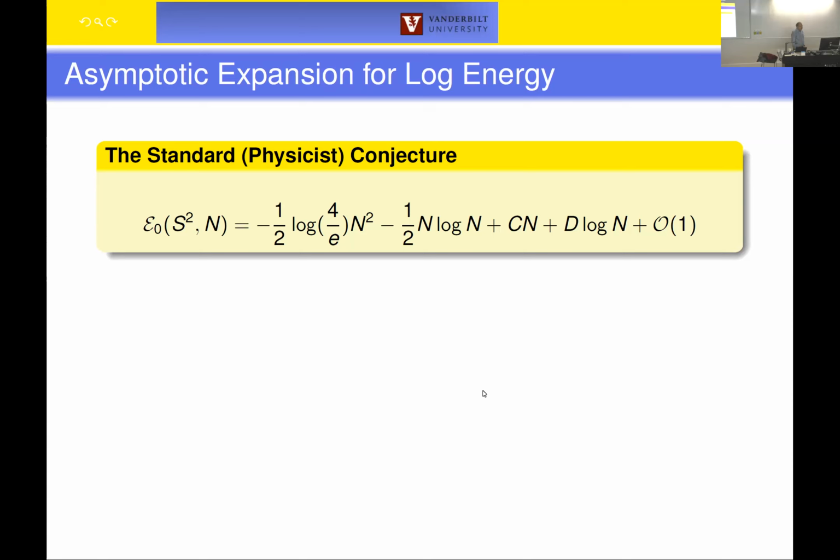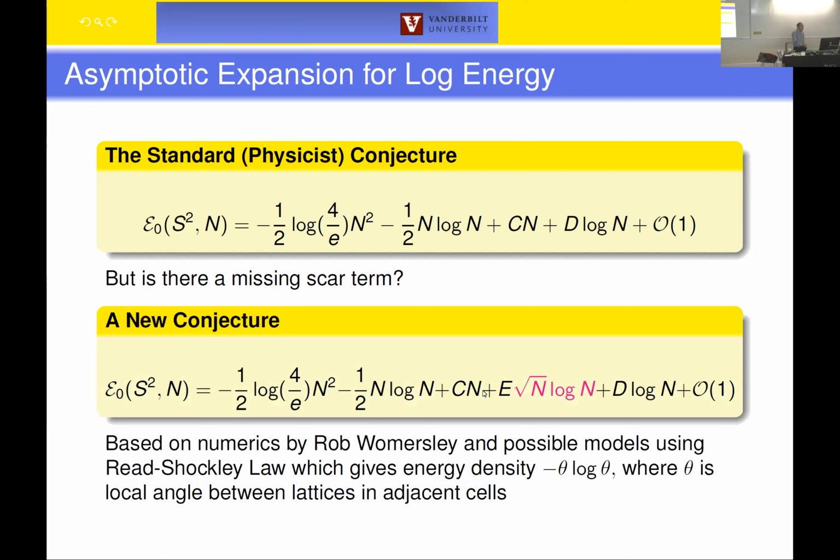term for Smale's conjecture, getting energy configurations that are within this log term. But there are some questions about whether there is something between n and log n, and some numerical experiments that were due to Rob Womersley seem to suggest that there might be a term like the square root of n log n.